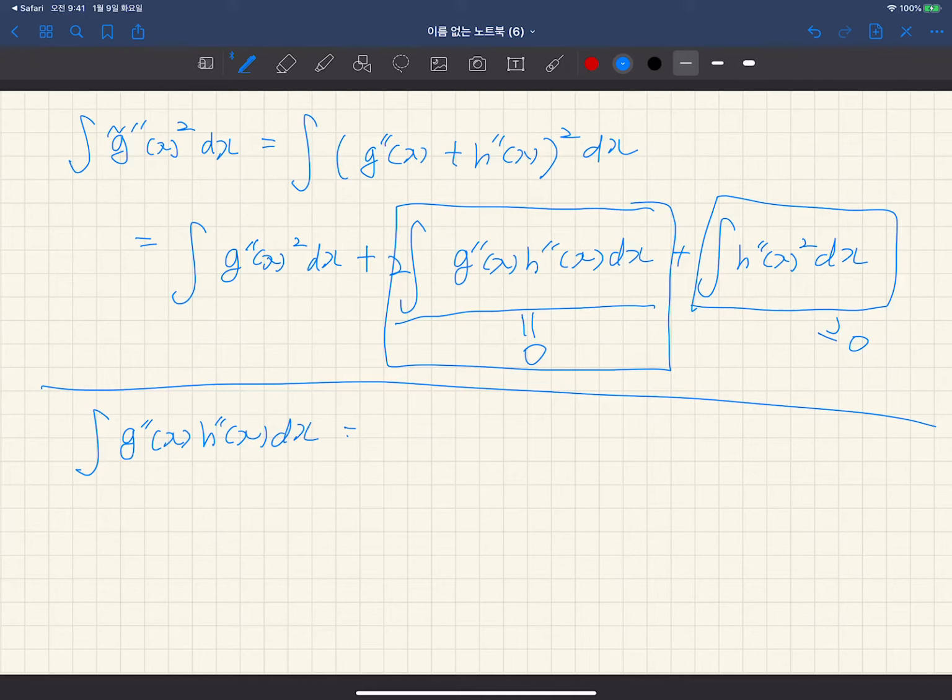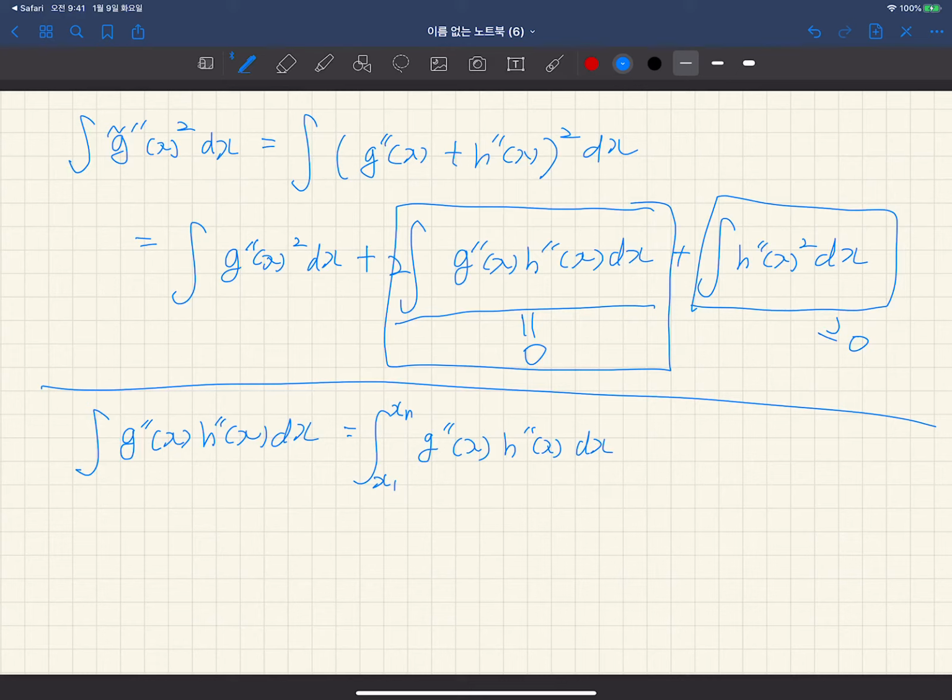From the definition of natural cubic spline, and we know g is a natural cubic spline, the second derivative of g is always equal to 0 at the first interval and at the last interval. So this is over x1 through xn, the integral of g double prime x h double prime x dx.